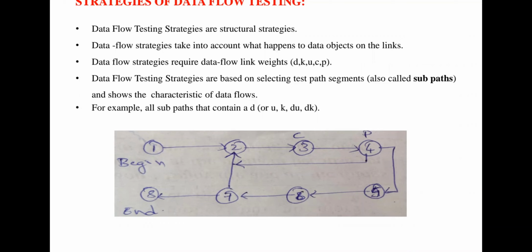Okay. So next, to apply these strategies to data flow testing, first of all we will take subparts from the parts. We have different parts in the data flow. From that, we will take a subpart and apply these strategies to it. That is called a path segment. A path segment is also known as a subpath. So data flow testing strategies are based on selecting a test path segment, and the test path segment is nothing but a subpath.